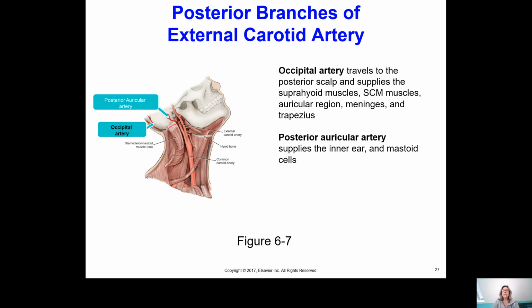Your occipital artery travels to the posterior scalp and supplies the suprahyoid muscles, the sternocleidomastoid muscles, and the auricular region, meninges, and trapezius. And your posterior auricular supplies the inner ear and the mastoid cells.